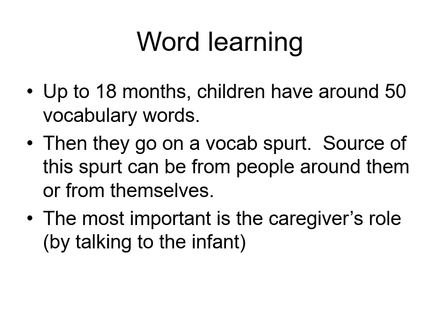Now, up to like 18 months old, you see that the children have a very limited amount of vocabulary words. Typically they will have about 50 of them. Okay, so this is when they're using a lot of one-word sentences. And then after that they go through a vocabulary spurt, a growth of it. The source of this spurt can come from the people around them or from themselves.